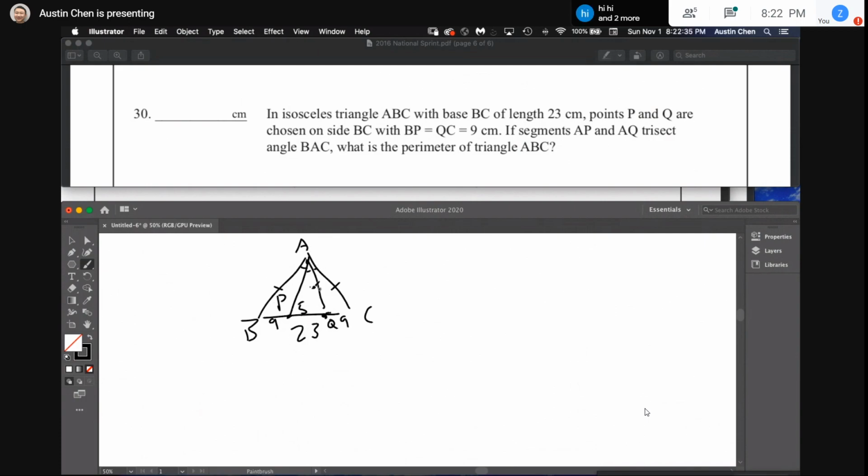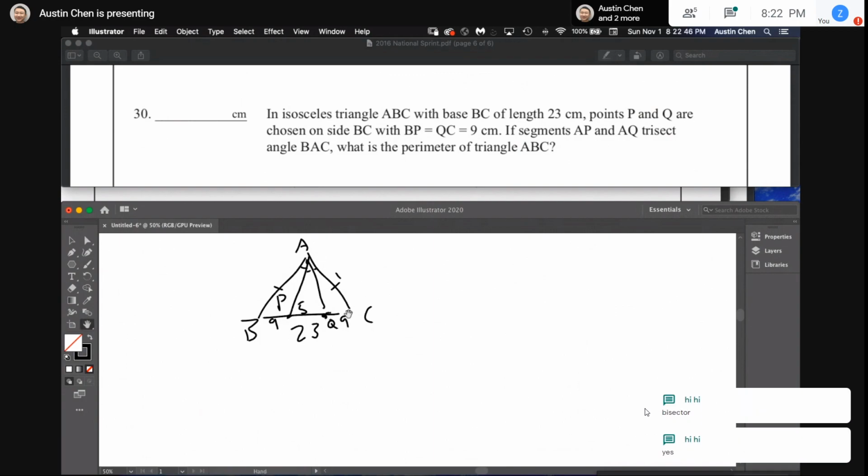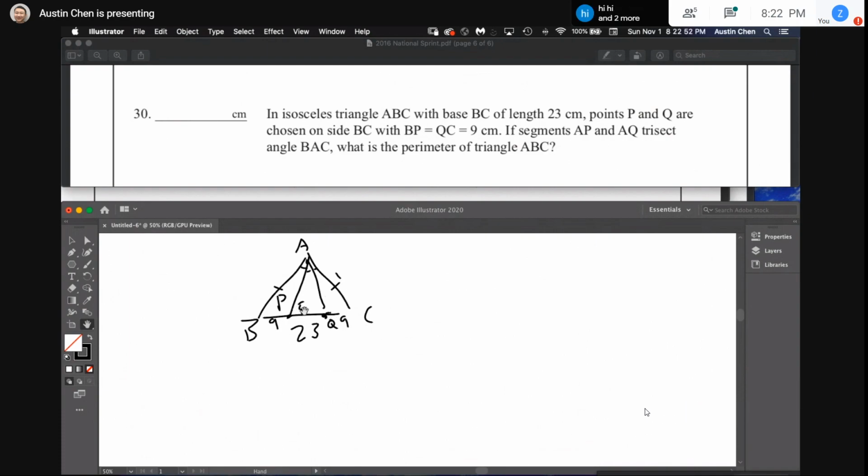All right. So the obvious thing we can do is apply angle bisector theorem. So if we just look at APC, then the ratio of AC to AP will be 9/5, right? So let's just call this X. So this will be 5/9 right here. My diagram is kind of messy.